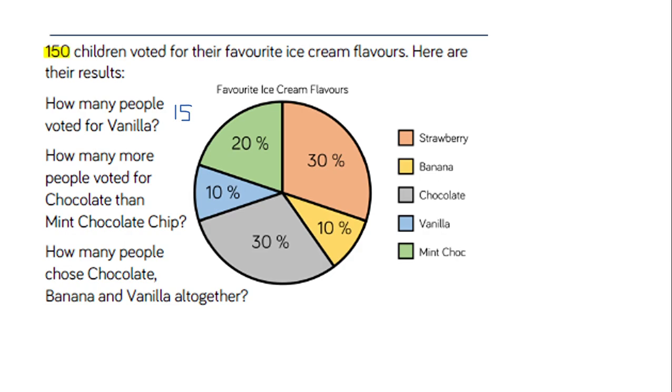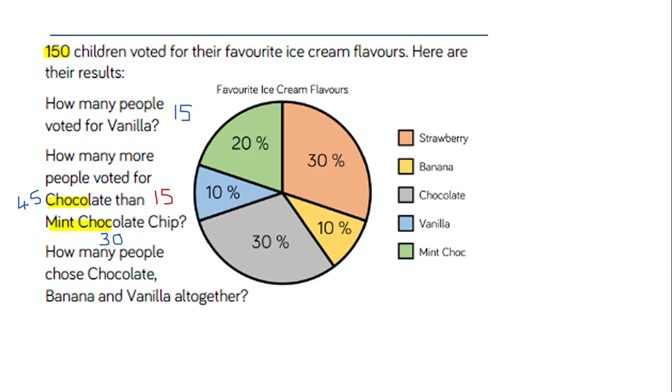Okay, how'd you get on? So the next one, how many more people voted for chocolate than mint chocolate chip? I would have wanted to highlight the words how many more. So we have to work out how much chocolate there is, how much mint chocolate there is, and then find the difference. So I can see that chocolate is the purple one, which is 30%. I've already worked out that 10% is 15, so 30% must be 45. Mint chocolate is 20%. I know that 10% is 15, so 20% must be 30. So then the difference between those two numbers is 15. So 15 more people voted for chocolate than mint chocolate.